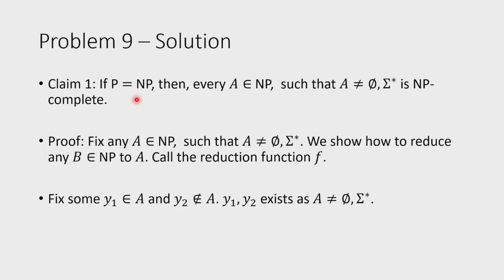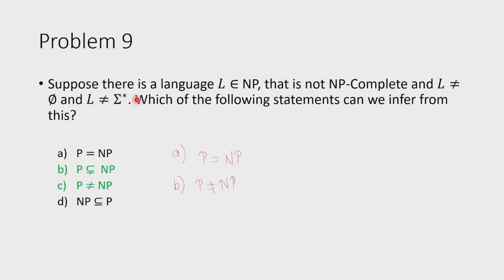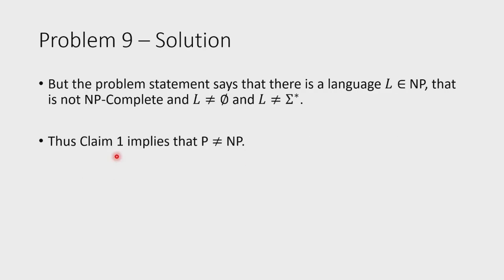Yes. So what I'm saying is if P were NP, then such a language L must not exist. That is what we have shown. But the question says that such a language exists, which means that P cannot be equal to NP. So the answer is C. But we've also shown that C and B are the same, right? So the answer is C and B. Is this fine? Yes.